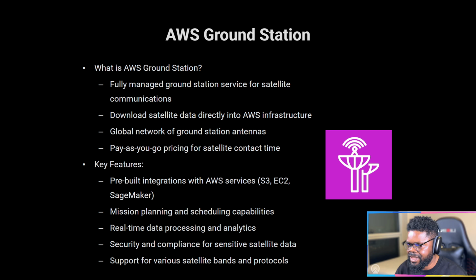Security and compliance for sensitive satellite data. Yeah, security is part of everything you do in AWS, right? Whether it's roles, whether it's how data is encrypted, all that is supported, right? Support for various satellite bands and protocols. The point is that ideally, if you wanted to get satellite data, you would have to think about your own ground station. But now AWS has you covered in that regard also.